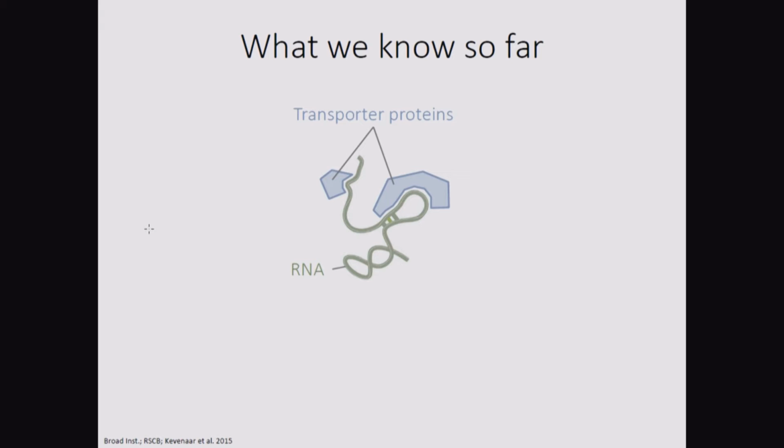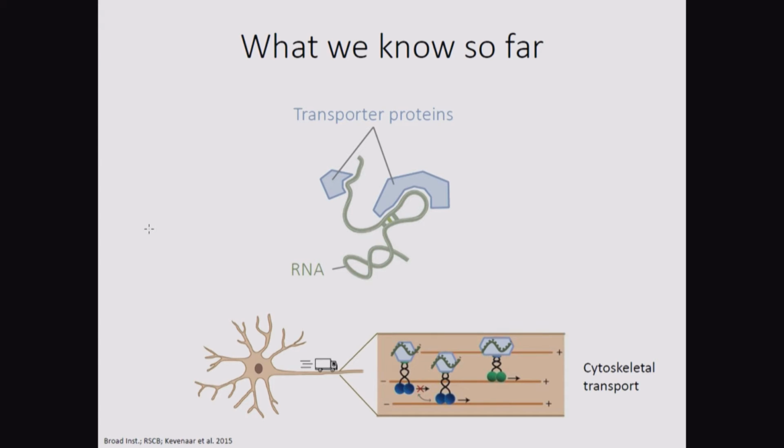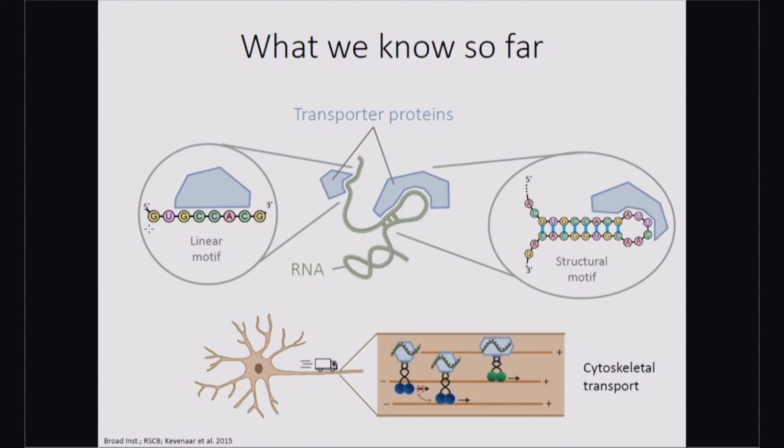Well, we think that the way that RNAs actually get out into the dendrites is by the use of transporter proteins. The way these proteins work is they're basically kind of like cargo trucks that ship out the RNAs to where they need to go. And the way they recognize which RNAs they need to ship is by recognizing specific motifs that are actually on the RNA itself. These motifs can either be linear, so just a linear sequence of nucleotides, A, U, G, C, or they can actually be structural in nature.